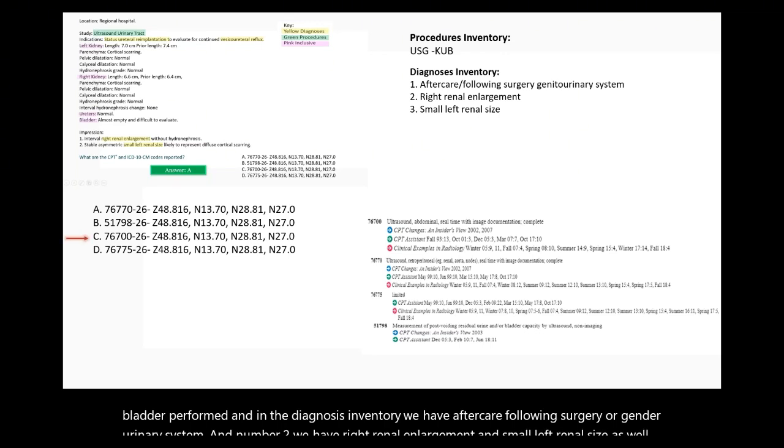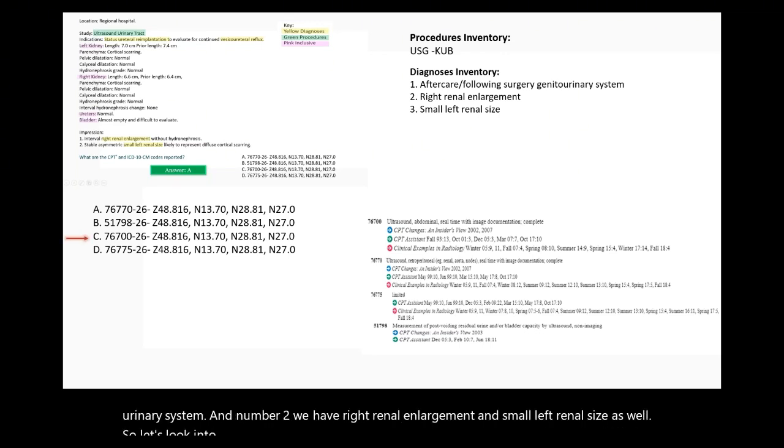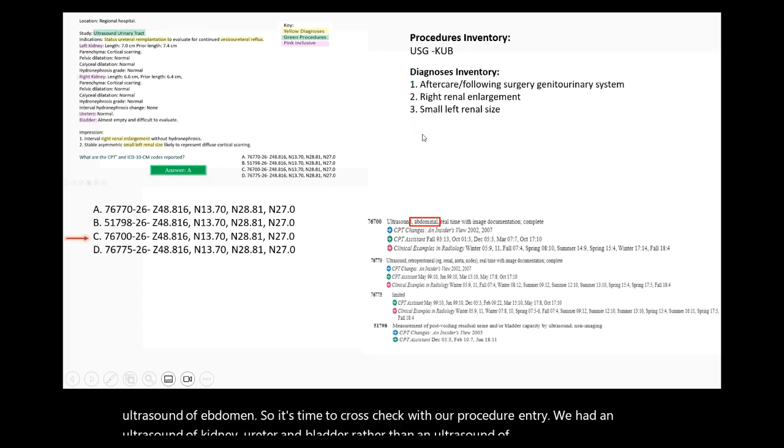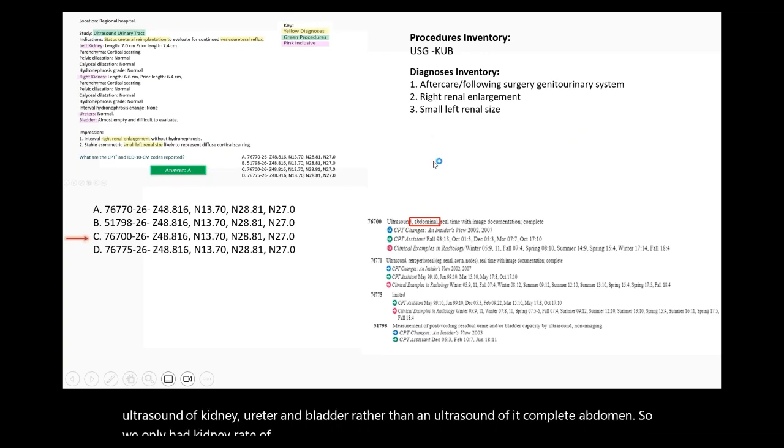So let's look into option C. It is coding for 76700 with a 26 modifier, and 76700 is coding for ultrasound of abdomen. So it's time to cross check with our procedure inventory. We had an ultrasound of kidney, ureter, and bladder rather than an ultrasound of a complete abdomen. So we only had kidney, ureter, bladder examined. That means option C is incorrect.